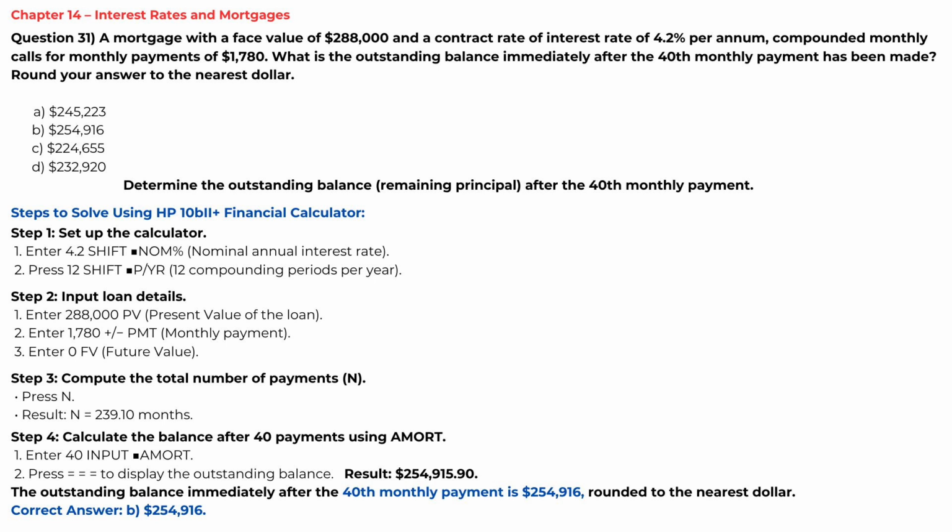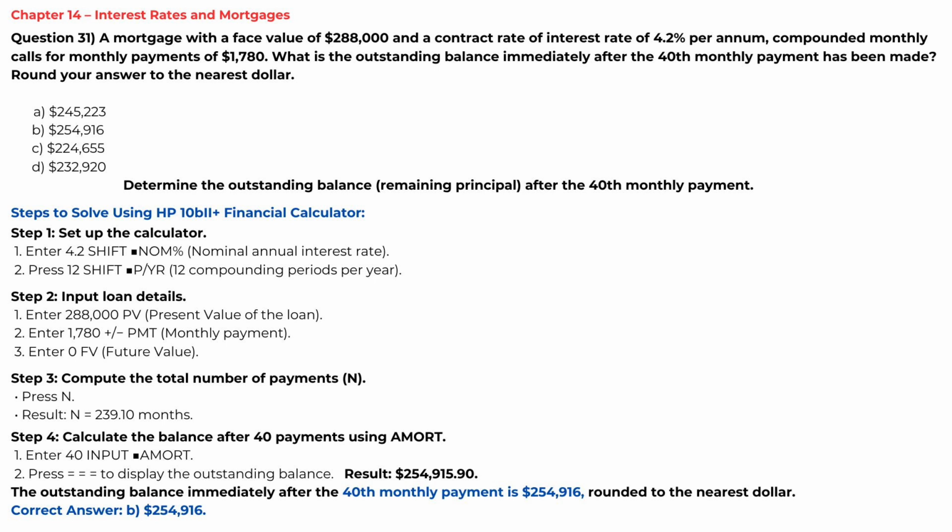A mortgage with a face value of $288,000 and a contract interest rate of 4.2% per annum, compounded monthly, calls for monthly payments of $1,780. What is the outstanding balance immediately after the 40th monthly payment has been made? Round your answer to the nearest dollar. Determine the outstanding balance, remaining principal, after the 40th monthly payment. Steps to solve using HP 10BII Plus Financial Calculator.